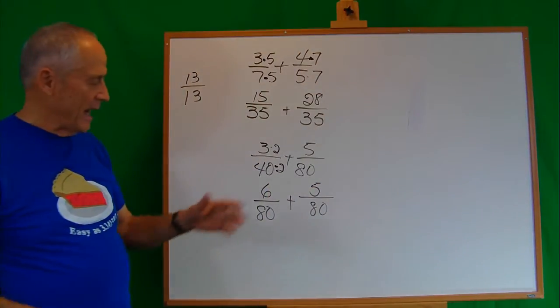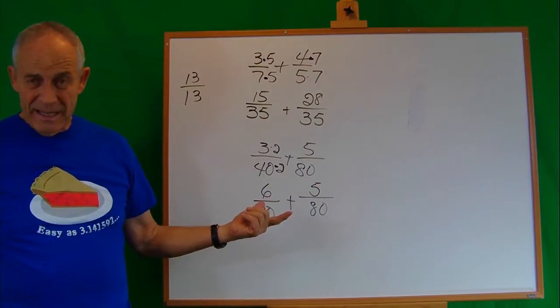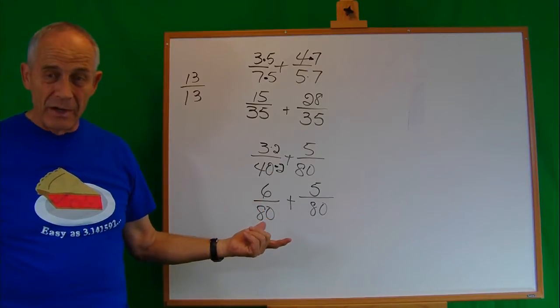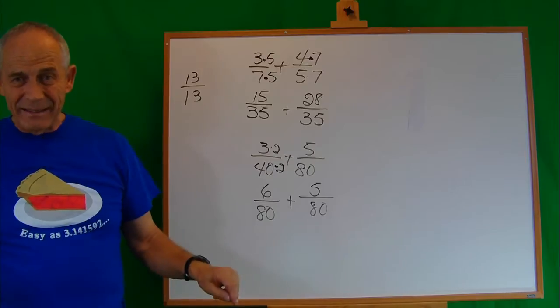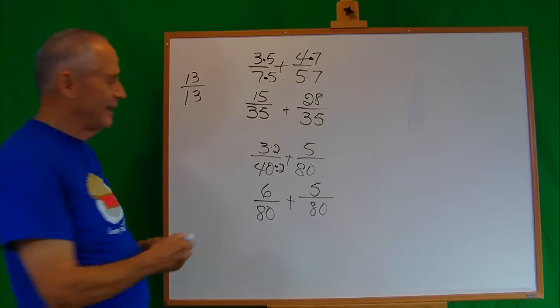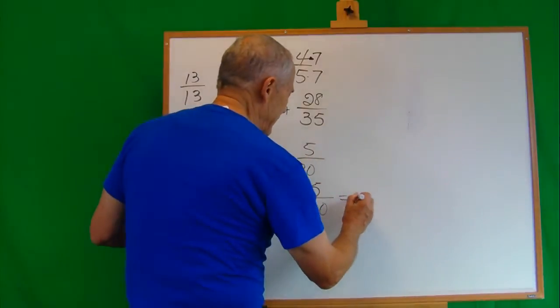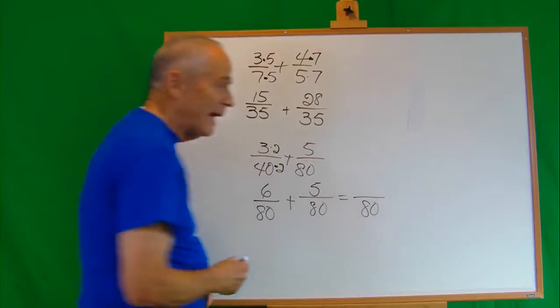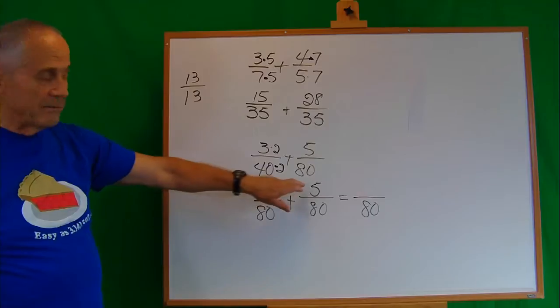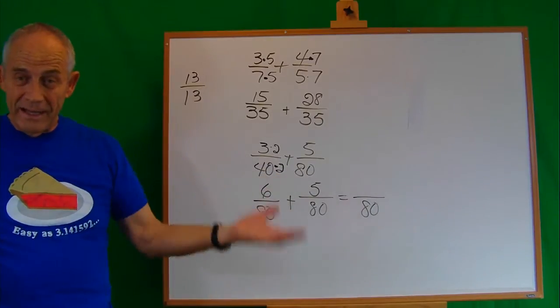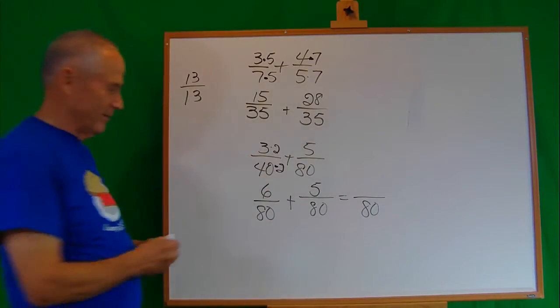Now you see, I can add these together because the denominators are the same. If I add 80th and 80th, what am I going to get? I'm going to get 80th. How many of them am I going to have? Got 6 here, 5 here. Altogether, that is 11 of them.